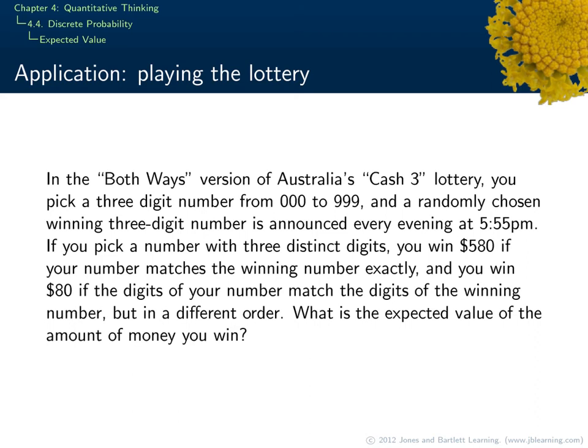Okay, here's an example involving expected value. So we've got the both ways version of Australia's Cash 3 lottery, where you pick a 3-digit number from 0 to 999, and a randomly chosen winning 3-digit number is announced every evening at 5:55 p.m. If you pick a number with 3 distinct digits, you win $580 if your number matches the winning number exactly. And you win $80 if the digits of your number match the digits of the winning number, but in a different order. The question is, what is the expected value of the money you win?